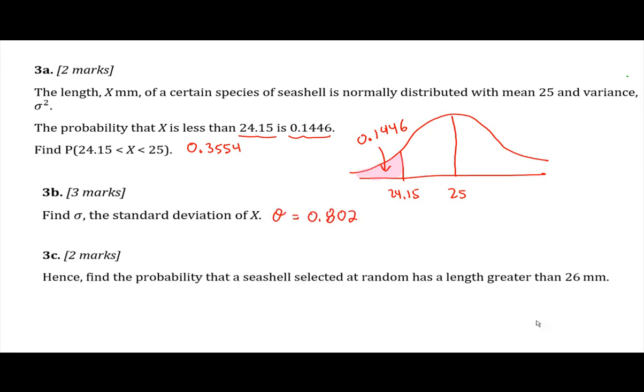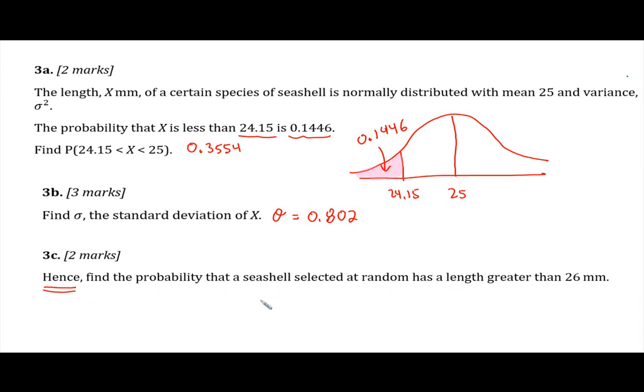All right, so part C here now says "hence," right? Remember, when IB uses the word "hence," that's a hint telling you that you should be using something that you calculated previously to help you answer this question. So hence, find the probability that a seashell selected at random has a length greater than 26.